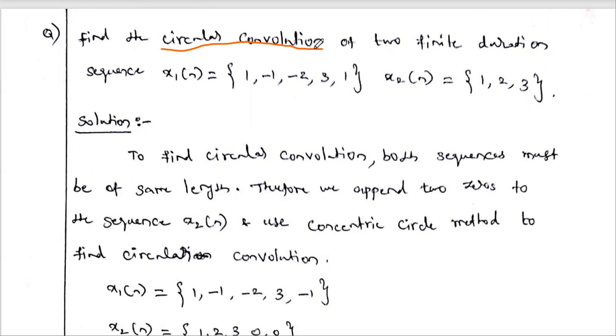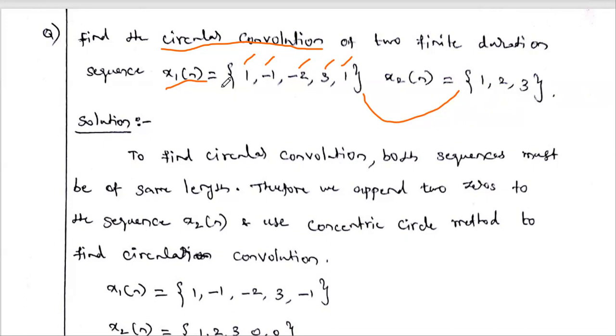So the first step in the circular convolution process is that the two sequences must have the same length. What is meant by length? Length is nothing but the number of samples, the number of data points in a given sequence. In x1 of n, how many samples are there? 5 samples: this is the first, second, third, fourth and fifth. So there are 5 samples in the first sequence. In the second sequence, there are only 3 samples: 1, 2, 3.